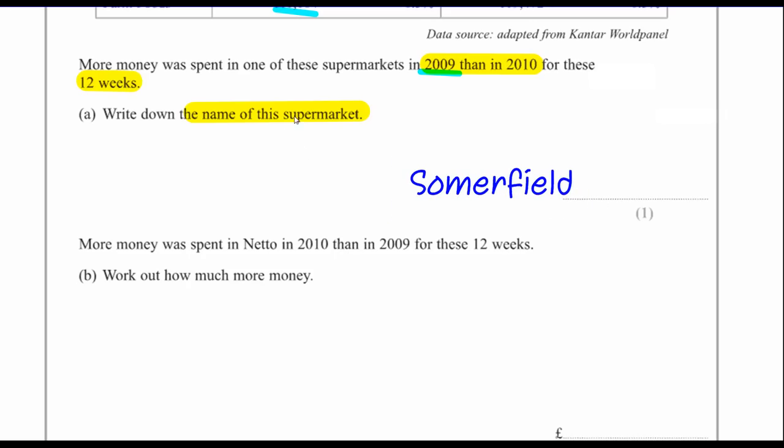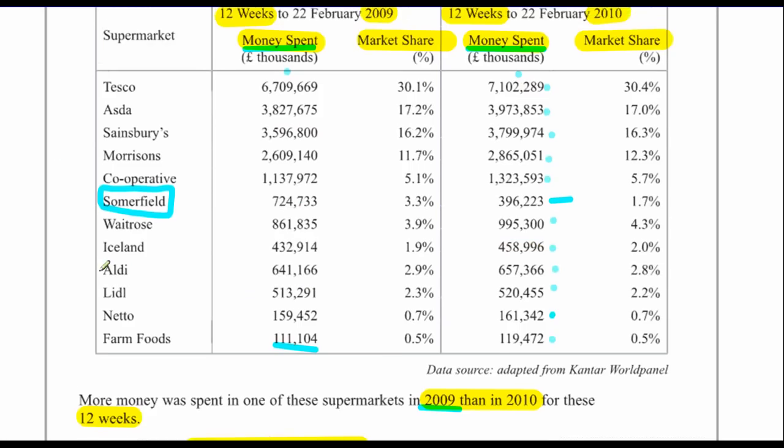More money was spent in Netto in 2010 than in 2009 for the 12 weeks. Work out how much more money. So we go to the row with Netto and we look at 2009 and 2010, and we're going to do this number take away this number. So on your calculator, 161342 minus 159452. That gives you an answer of 1890. However, these values are in thousands already, so that means they need an extra 3 zeros on the end.